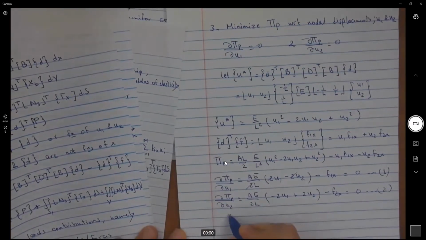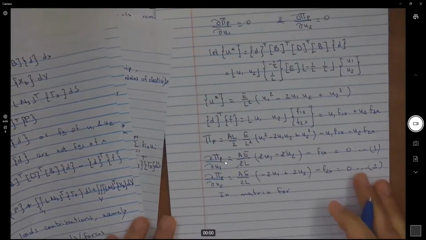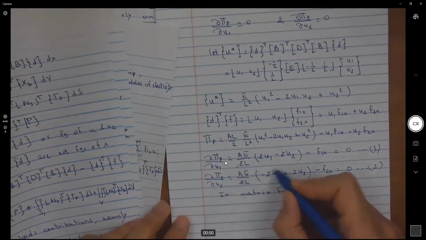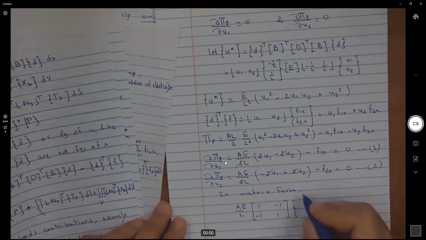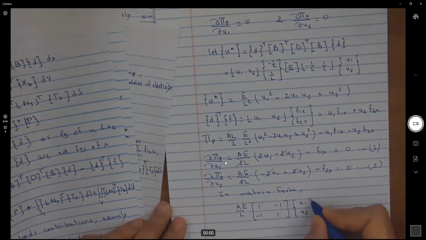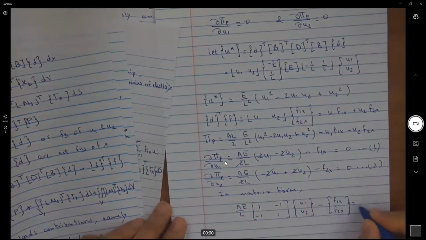In matrix form, we can write that as AE over L multiplied by 1 minus 1 minus 1 and 1 multiplied by U1, U2, minus F1X, F2X is equal to 0, 0.